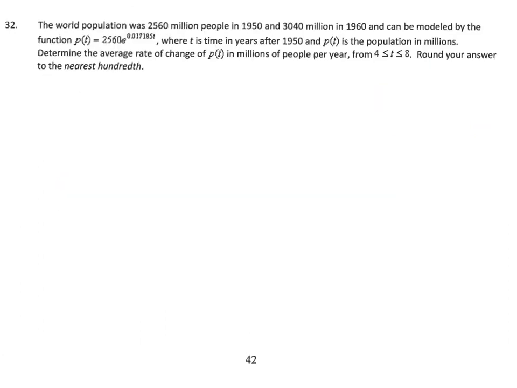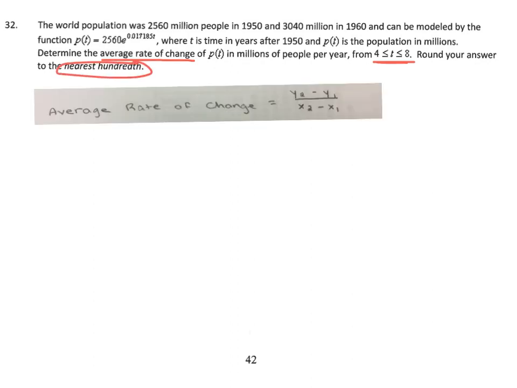Number 32, the world population was 2,560 million people in 1950 and 3,040 million in 1960, and can be modeled by the function they give us there. They tell us t is the time in years after 1950, and p of t is the population in millions. What they want us to do here is determine the average rate of change on the interval between and including 4 and 8, and round our answer to the nearest hundredth.